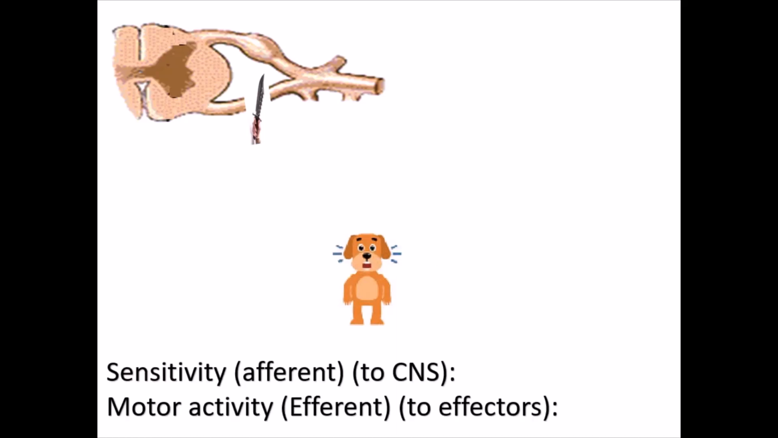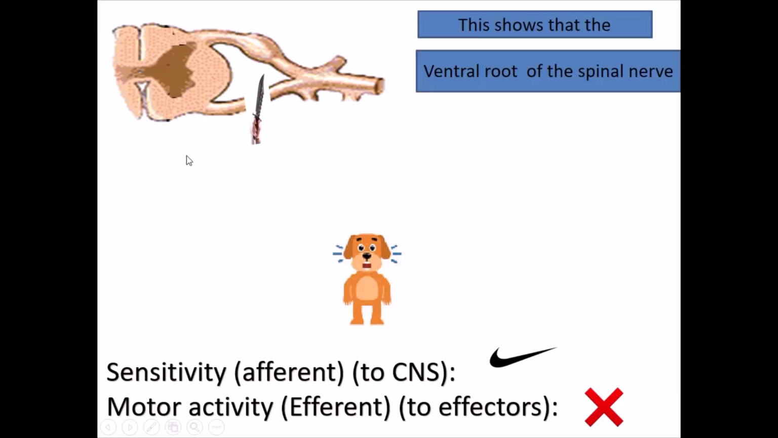Go ahead, bite. What happened? Ouch. But he didn't move his arm. So sensitivity is retained, but there's no motor activity. The message was able to reach the CNS, but it wasn't able to reach the muscles. So this shows that the ventral root of the spinal nerve. Pause the video and try to figure out the significance on your own.